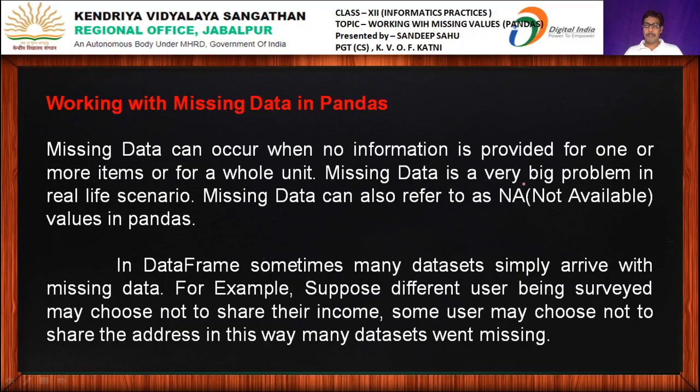Missing data is a very big problem in real life scenarios. Missing data can also be referred to as NA, that is, not available values in pandas. In a data frame, many datasets simply arrive with missing data. For example, different users being surveyed may choose not to share their income. Some users may choose not to share the address, and in this way many datasets go missing.